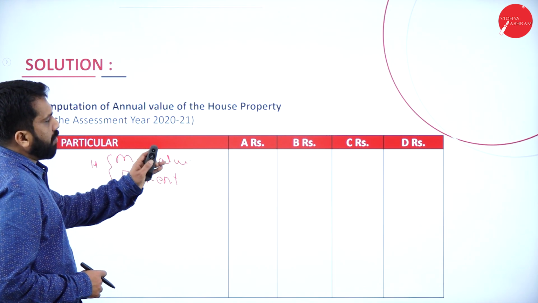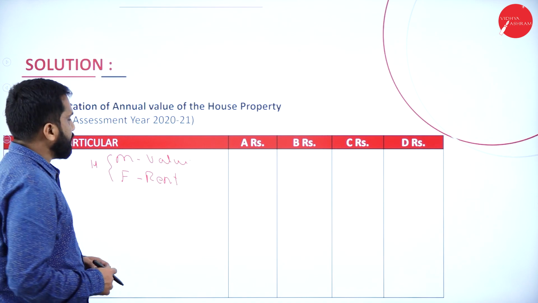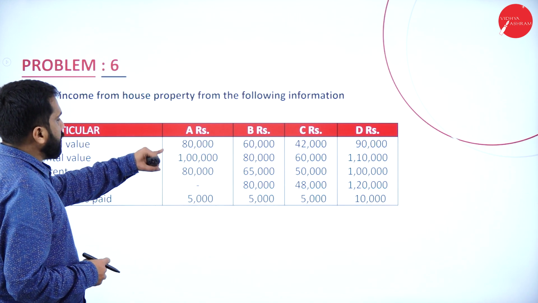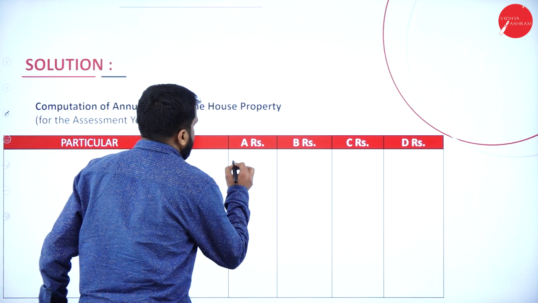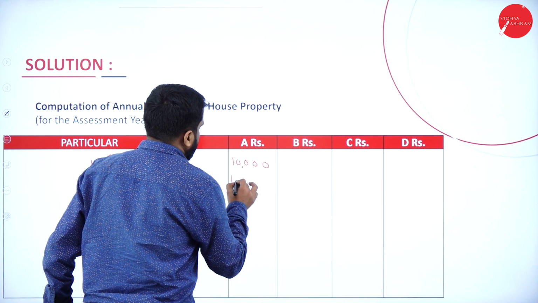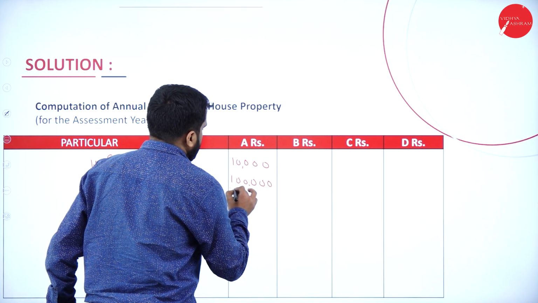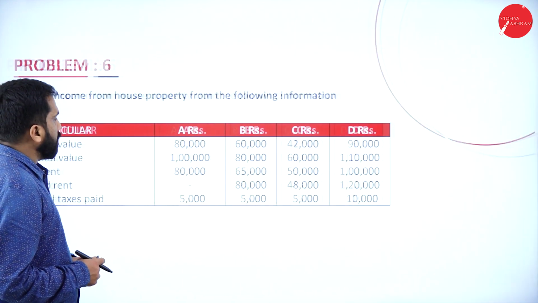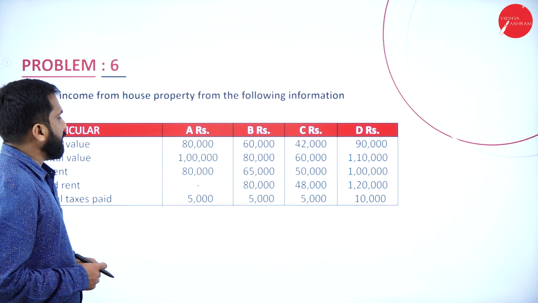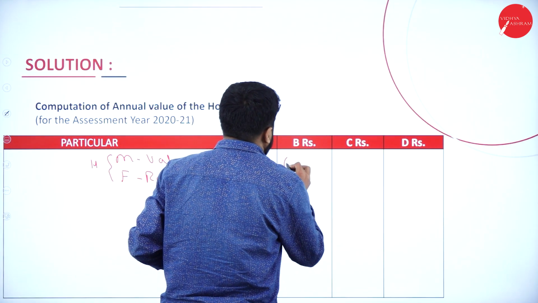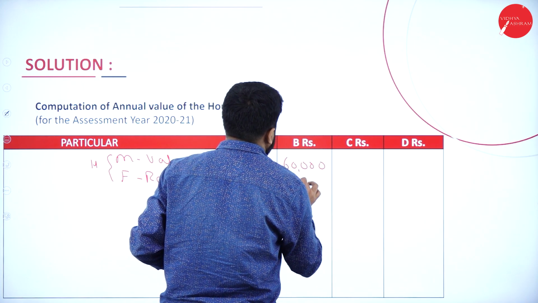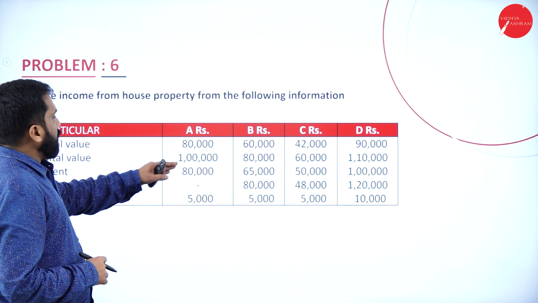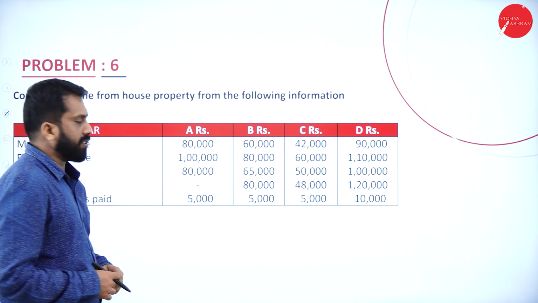What is the value? We have house A, house B and house C. So, we have D also. We'll consider D. Now, 80,000 and 1 lakh. Similarly for house B, we have 60,000 and 80,000. Here we have 42,000 and 60,000.